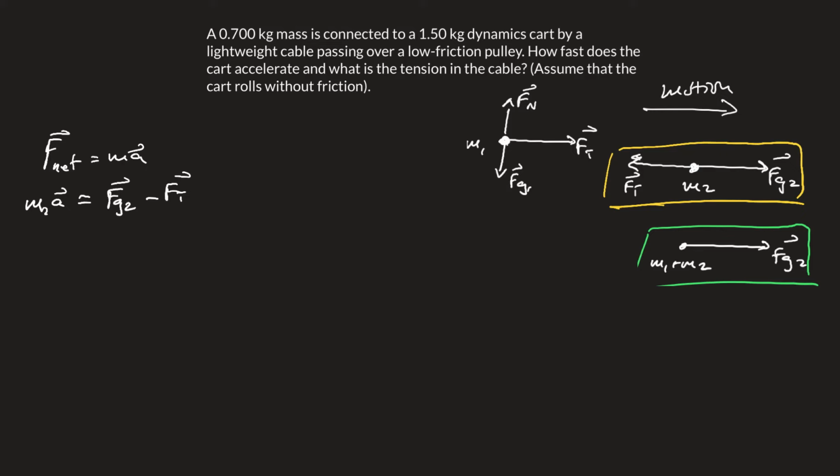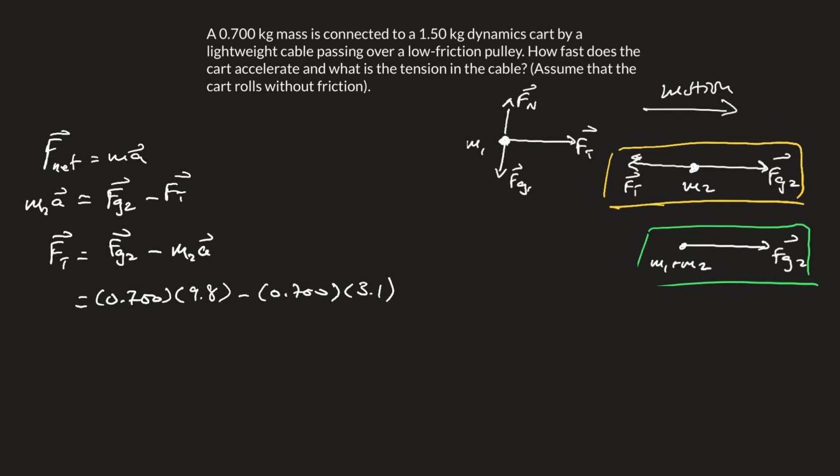So we can rearrange this and solve for Ft. Ft is equal to Fg2 minus M2a. And then by substituting everything we know, we'll be able to solve for the tension in the rope. So we're left with 0.700 kilograms times the acceleration due to gravity, 9.8 newtons per kilogram, minus 0.700 kilograms again, times the acceleration, which we previously solved, 3.1 meters per second squared. That's going to be equal to 4.7 newtons.